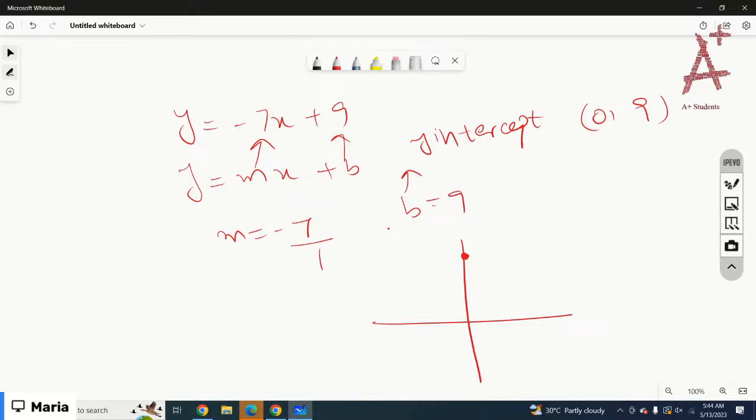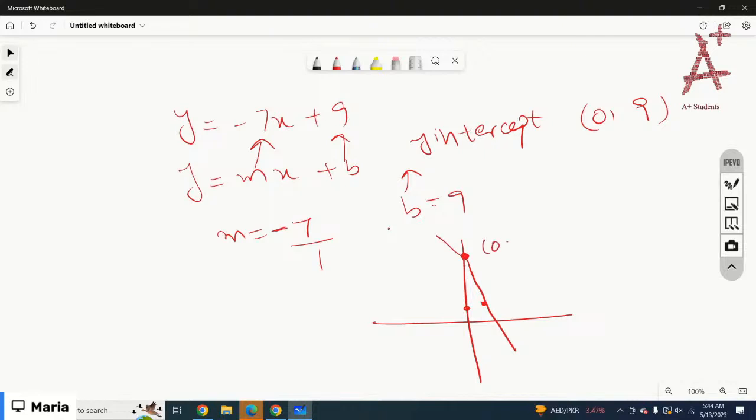Now look at the slope, it would be negative 7 over 1. Negative 7 means you need to move down, because it is a negative value. You need to move down 7 points and right 1 point. So from 9 you have to move down 7, 9 minus 7 is 2. Now you would be here. This would be down 7 points and right 1. You just have to connect these 2 points and make a line.